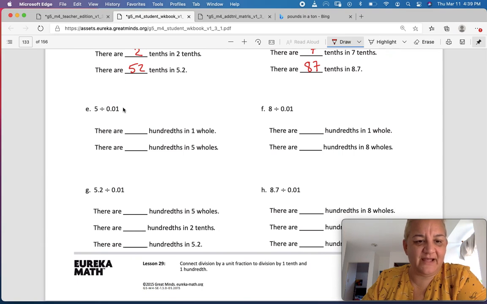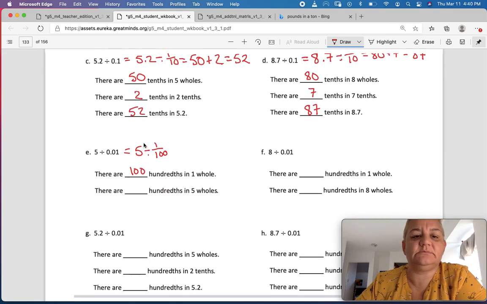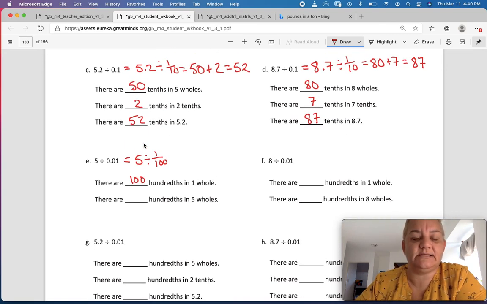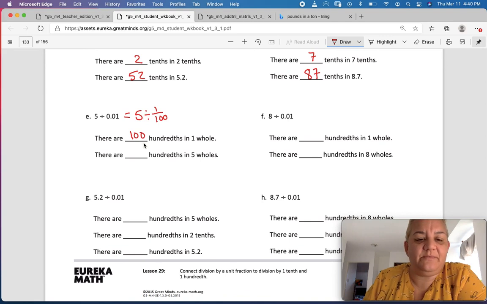5 divided by 1/100th. Oh my goodness. All right, we're not doing tenths anymore. Now we're doing hundredths. So how many hundredths in a whole? Well, there's 100 hundredths in a whole, right? Yes. That would make 500 hundredths in 5 wholes.